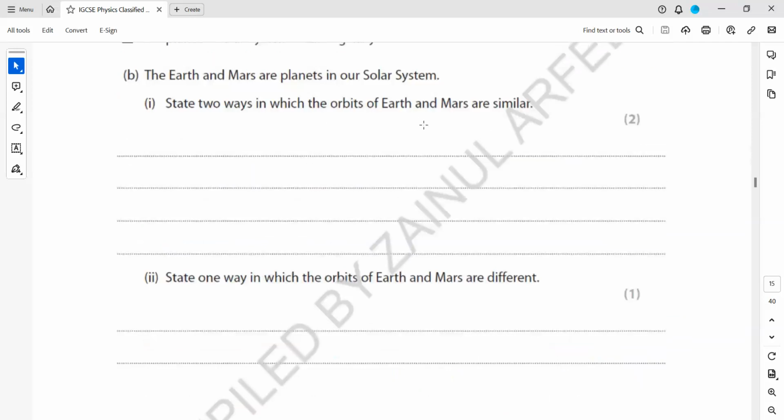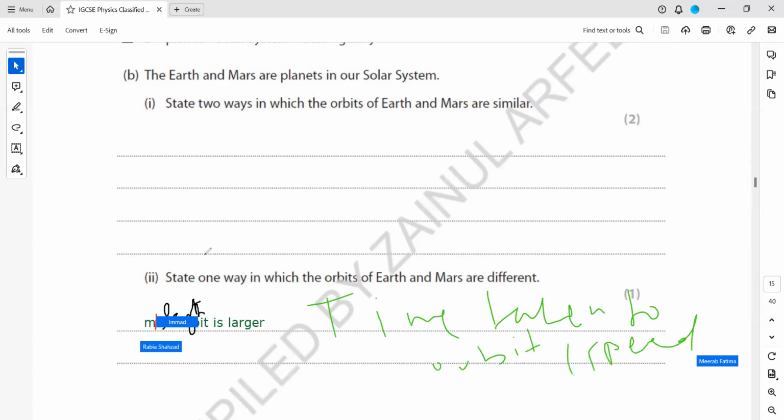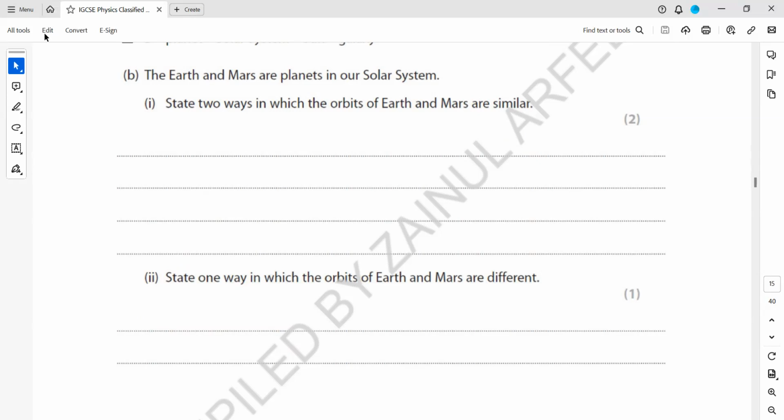One way the orbits of the Earth and Mars are different. How are the orbits different from each other? The time is different, or the length of the orbit is also different. Length of the orbit is different, or the time or the distance. So Mars's orbit is longer than Earth's, that you can mention.